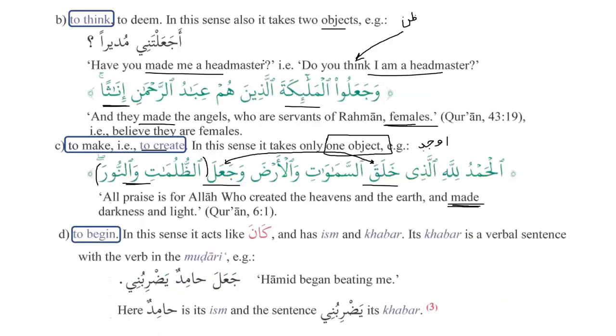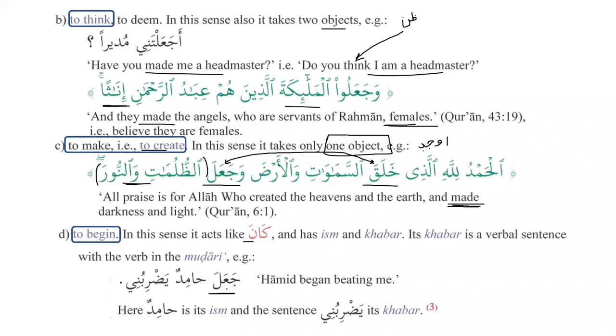Okay, Ustad. All right, and then it has the meaning of to begin as well. In this case, it acts like kana and has ism and khabar. Its khabar is the verbal sentence with the verb in the mudari. Ja'ala Hamidun yadribuni. Hamid began beating me. And we also call them af'al al-shuru'. If you remember, we have learned in detail about af'al al-shuru' that are used to give the meaning of when you start to do something. For example, you say, Ja'ala at-tiflu yamshi. The baby started walking.